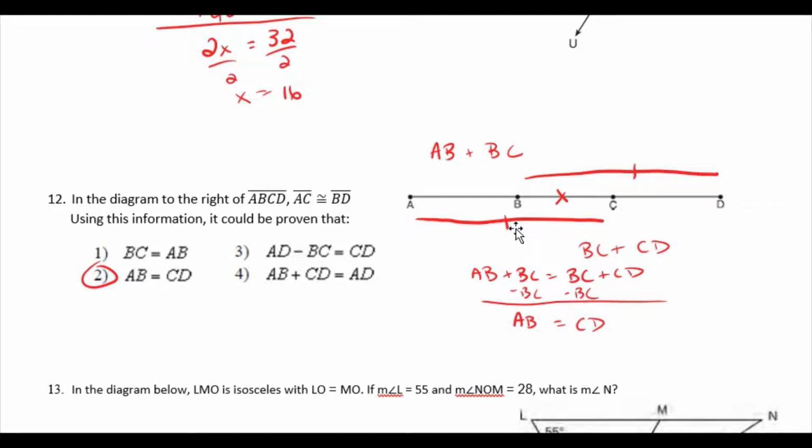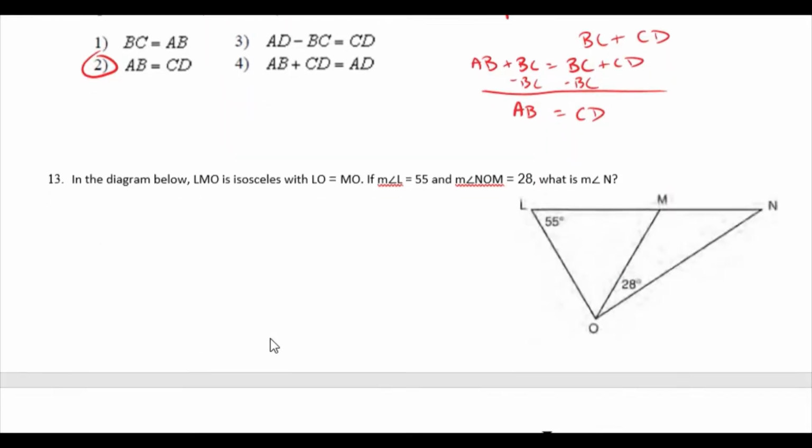And BC and AB being equal, we wouldn't know that unless we knew that this is the midpoint of that, and that's the midpoint of that. It would be the only way that would make sense.